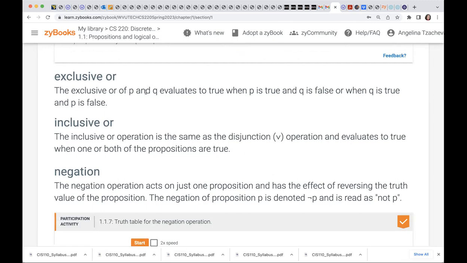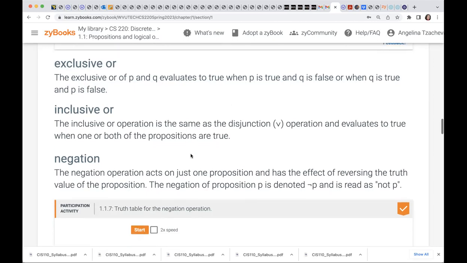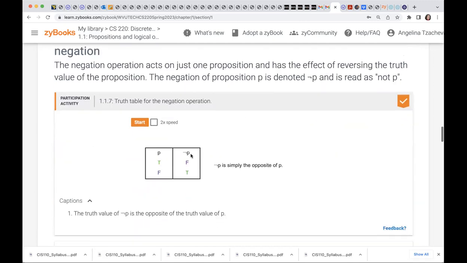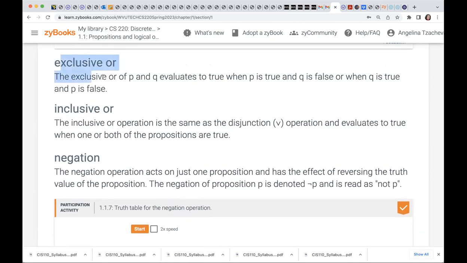So exclusive OR of P and Q evaluates to true when P is true and Q is false, or when Q is true and P is false. So that's what the exclusive OR is. There's also an inclusive OR, which is similar to the disjunction operation. So this exclusive OR is really important. It is denoted with a circle with a plus inside. That is the sign for the exclusive OR.